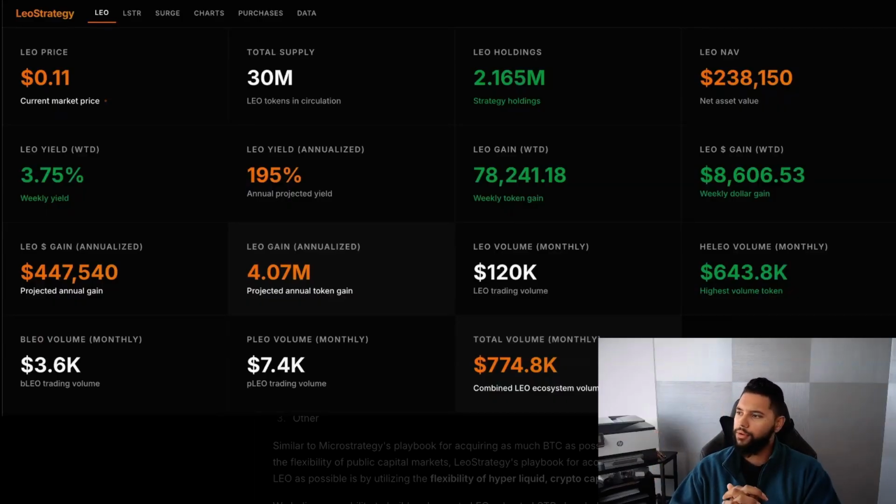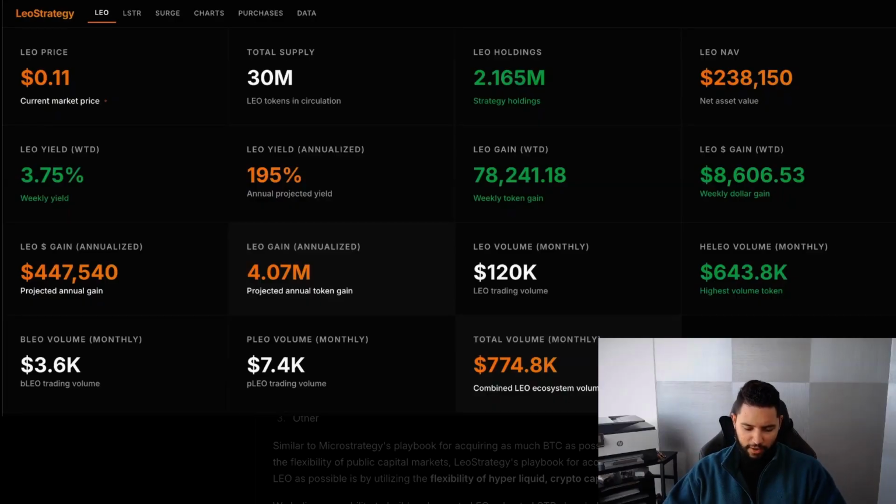Again, this is just a hypothetical example, but if you imagine this in production, and this total volume number grows over time, that is all pure arbitrage volume and potentially pure profit for LeoStrategy to add more Leo to its balance sheet, which then allows it to expand the offerings of LeoStrategy's fund, which then leads to more volume, because LSTR grows, Surge grows, potentially other products in the future emerge and grow. So as the balance sheet expands through profits, it leads to more volume, which leads to more profits, which leads to more balance sheet expansion, which leads to more volume. You can kind of see how the flywheel turns.